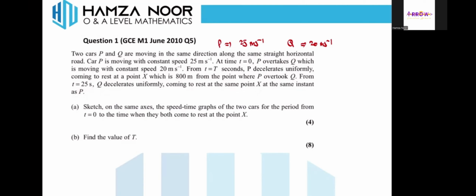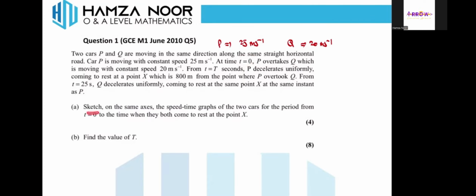Okay, so from t is equal to 25 seconds, the speed of car Q decreases constantly, coming to rest at the same point X, which is 800 meters away from the point of overtaking and at the same instant as car P. This means that both cars have covered the same distance since car P overtook Q. And our journey is starting from the point t is equal to 0, obviously the point where car P overtakes car Q. So this is basically the whole scenario going on over here.